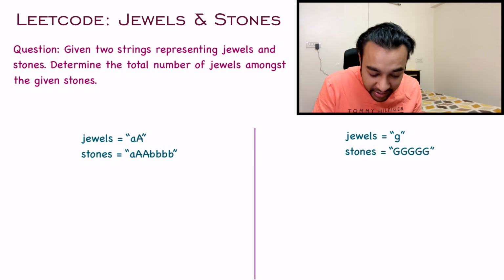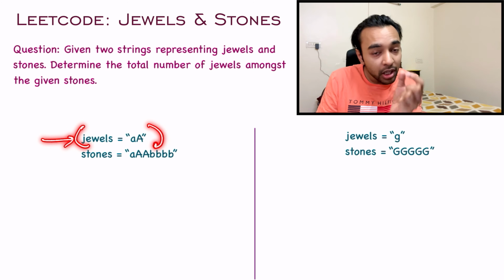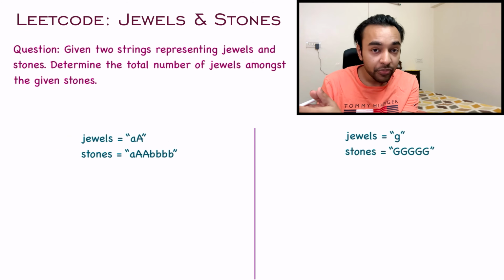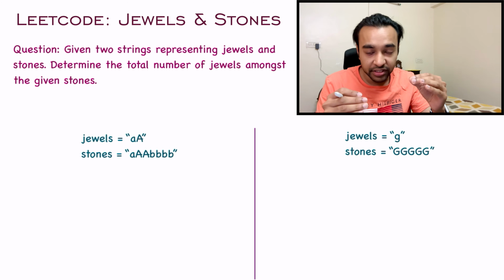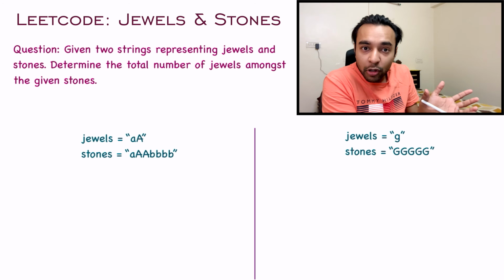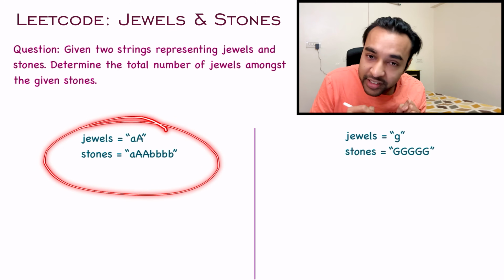So what are these jewels? These jewels are represented by the first string. So a small a is a jewel and a capital A is also a jewel. So given these two strings, you have to determine how many of the stones that you have are actually jewels, right? So let us look at our first test case.